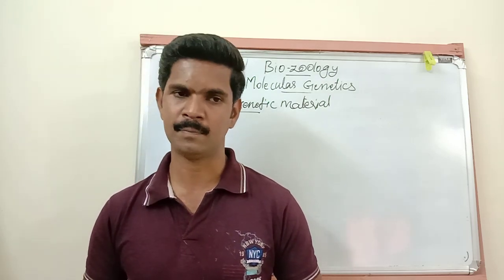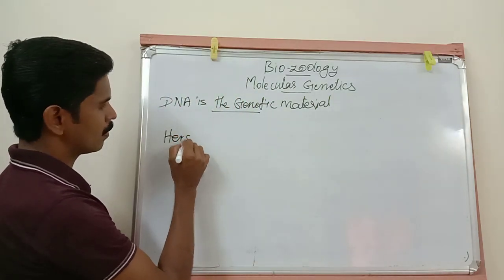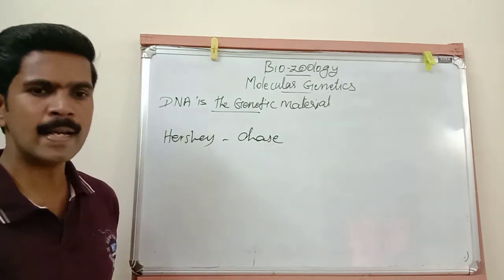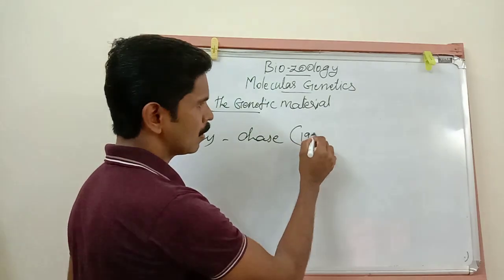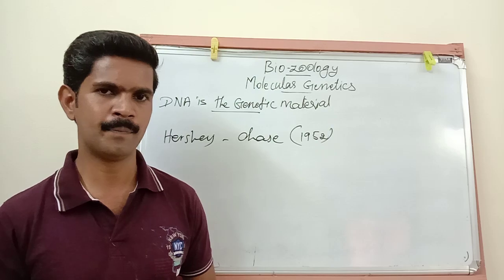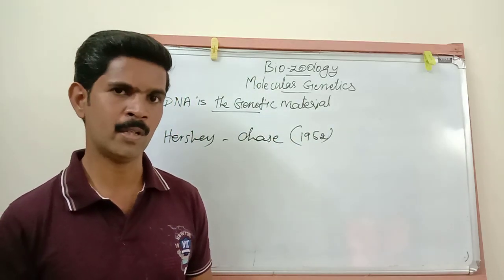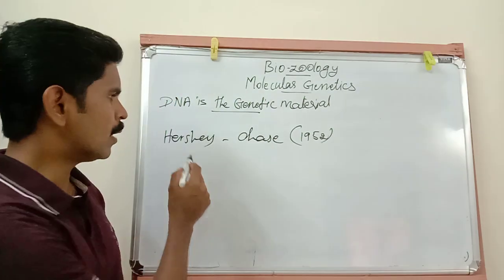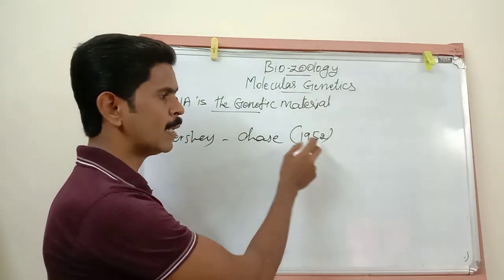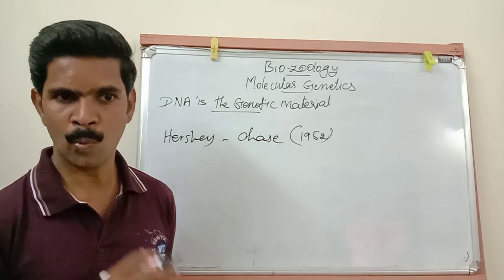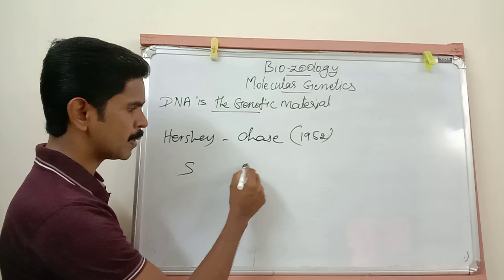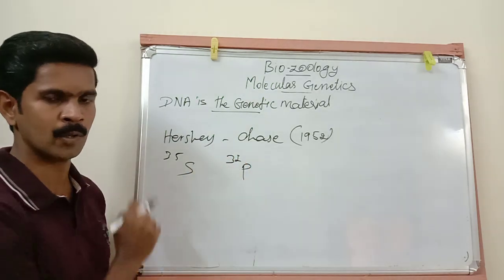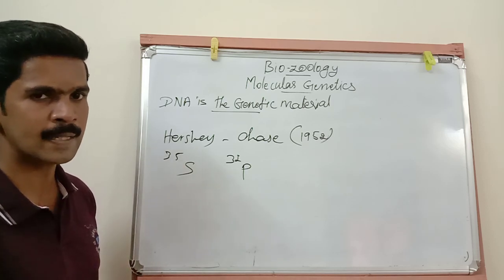Understand? So here is one experiment. One scientist's name is Hershey, and the other scientist's name is Charles. These two scientists together did one experiment in the year 1952, to prove that DNA is the genetic material in living organisms. They did it by using two isotopes. One is an isotope of sulfur and the second is an isotope of phosphorus. Sulfur isotope S35, phosphorus P32. With the help of these two isotopes, they did an experiment to prove that DNA is the genetic material in living organisms.